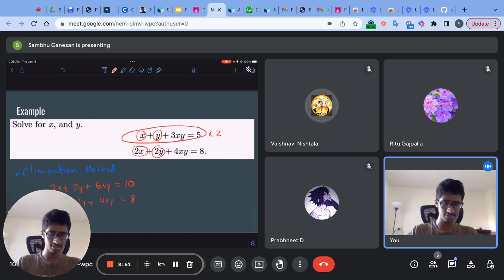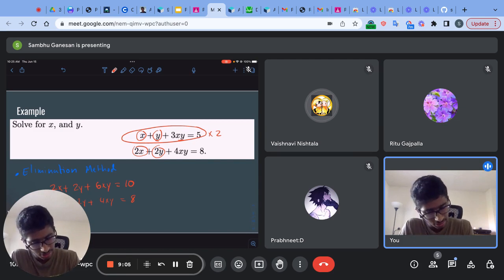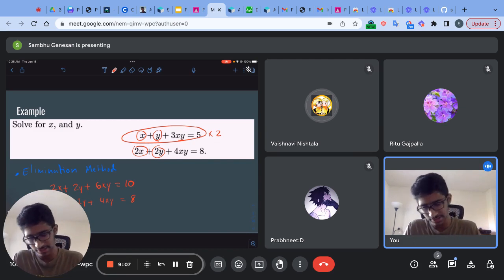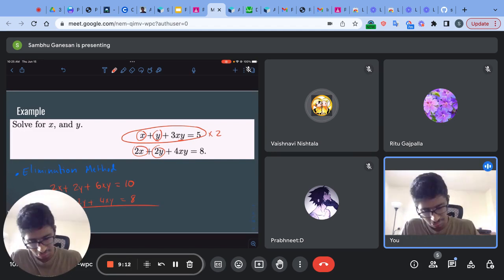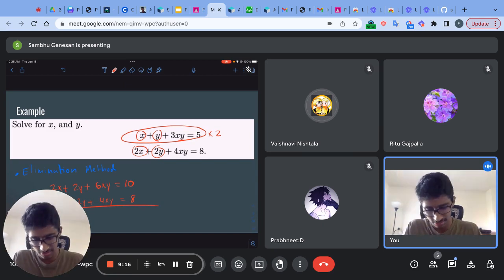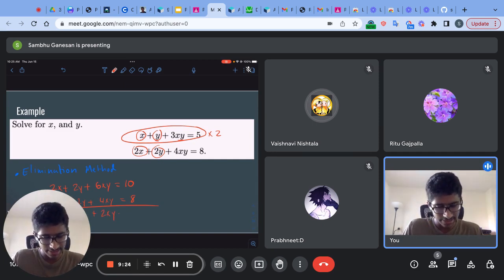Now does anyone see how to solve it from here? Okay, from here, if I subtract these two equations, the 2x cancels out, because 2x minus 2x is 0. And the 2y's also cancel out, because 2y minus 2y is 0. And then you get that 6xy minus 4xy equals 2xy, and that's equal to 2.